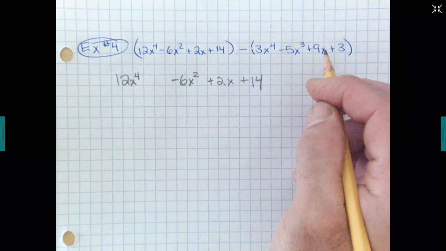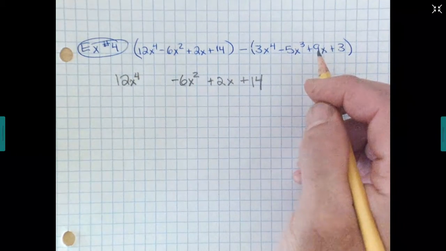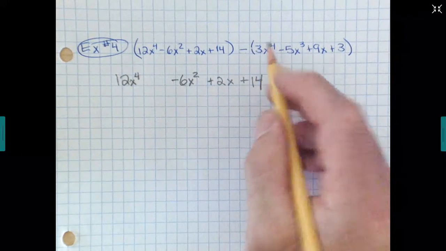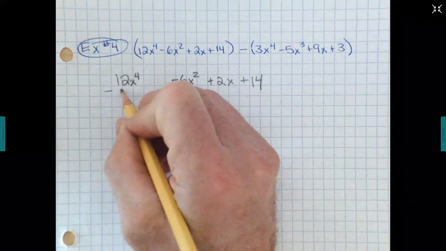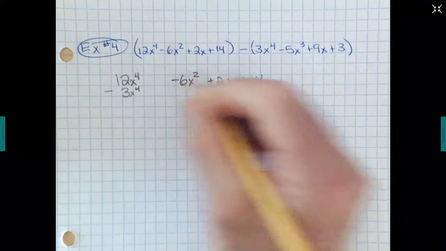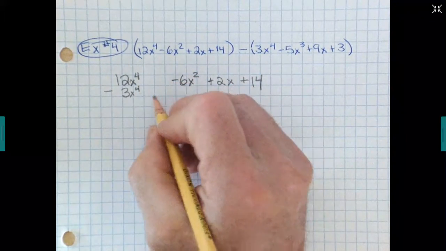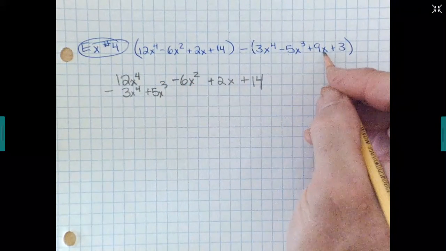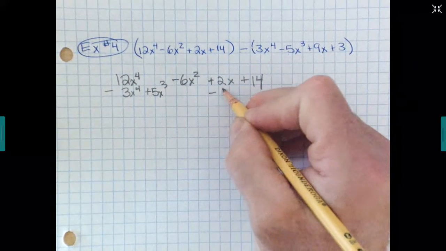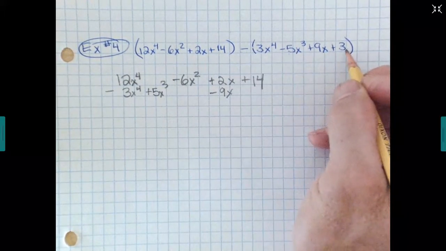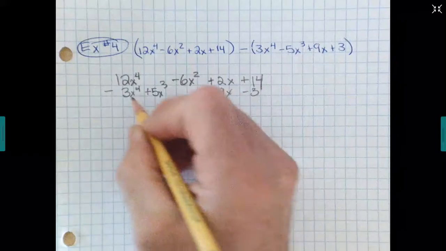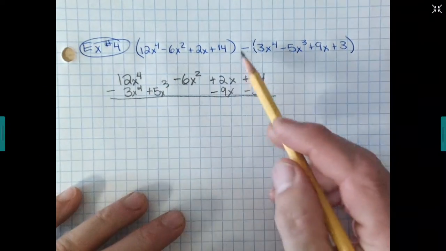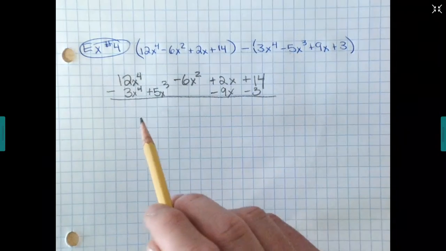So negative times 3x to the fourth would be negative 3x to the fourth. Negative times negative would be a positive 5x to the third. Negative times a positive would be a negative 9x. Negative times a positive is minus 3. That's all you have to do to deal with this negative: just add the opposite.